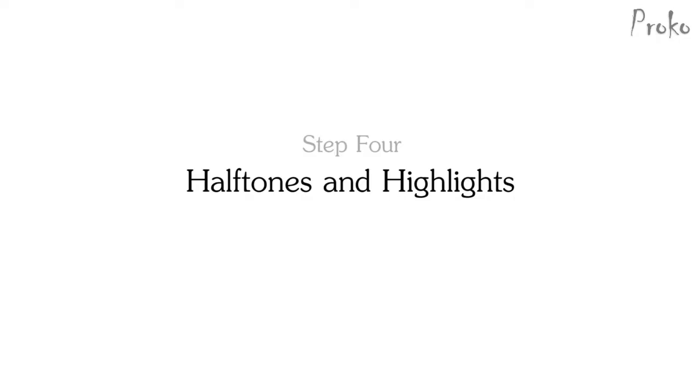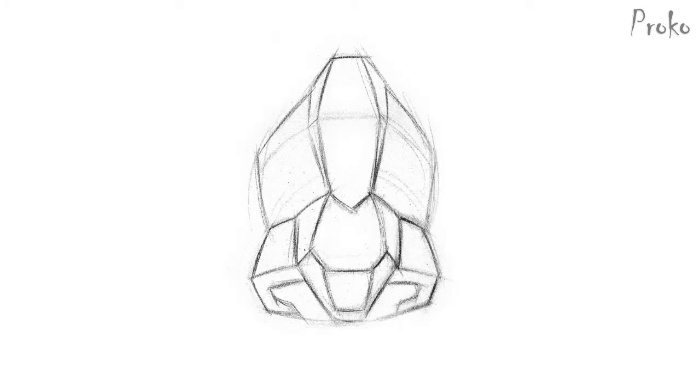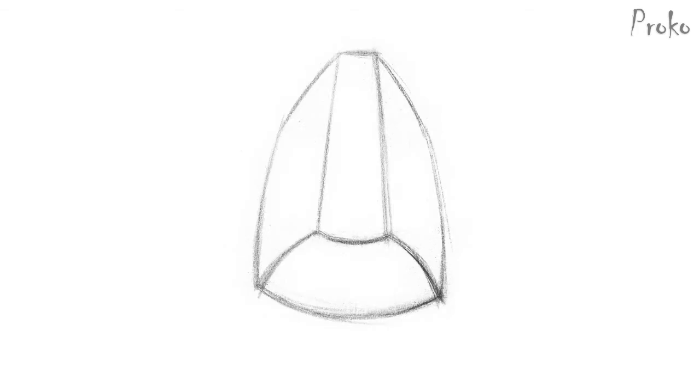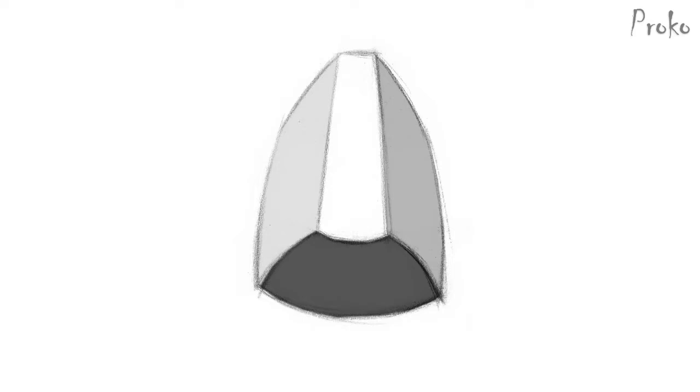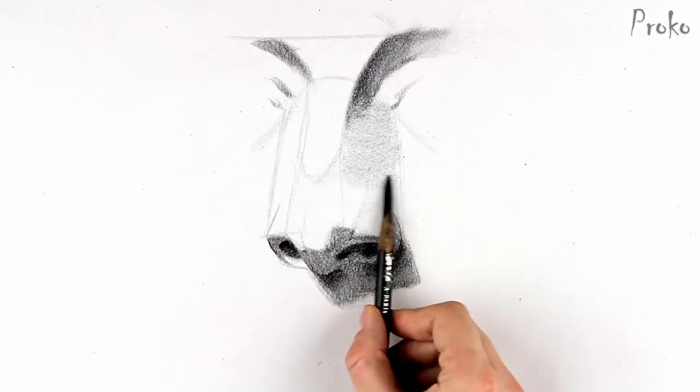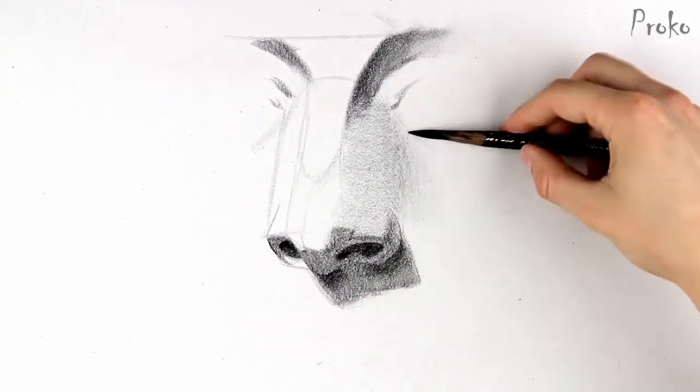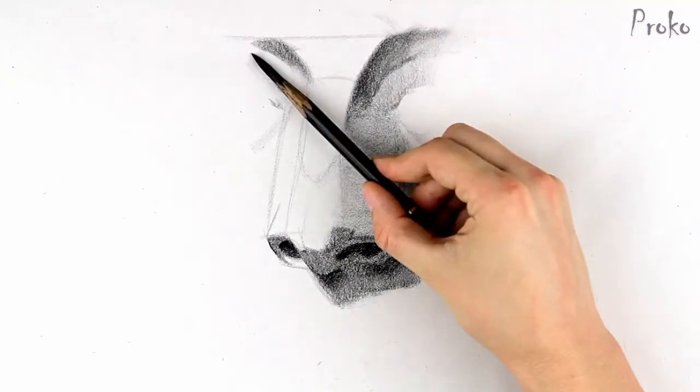Halftones and highlights. When drawing the halftones of the minor planes, I want to make sure that I don't lose the big picture, the values of the major planes. The light is coming from the top, so the bottom plane will be in shadow, the top plane will be the lightest, and the side planes in halftone. The halftone on the left will be a little bit lighter than the halftone on the right, since the light source is more on the left side of the picture.